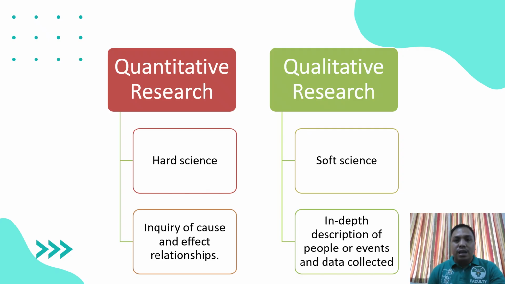In contrast, qualitative research is considered a soft science because it emphasizes understanding experiences, behavior, and events in depth. It explores the meaning and context of human experiences through methods like interviews, focus group discussions, and observations, producing rich descriptive data rather than numerical results. Together, these approaches offer complementary insight, with quantitative research providing precision and generalizability, and qualitative research offering detailed understanding and context.